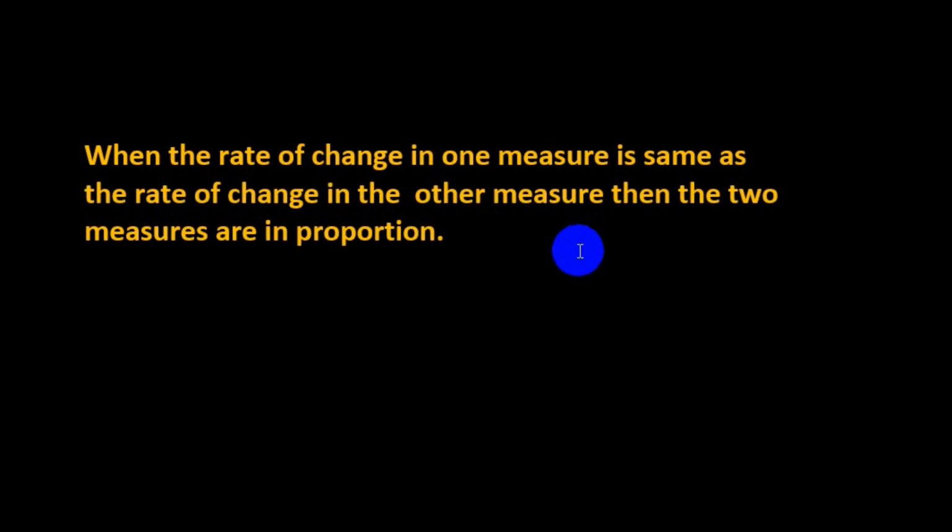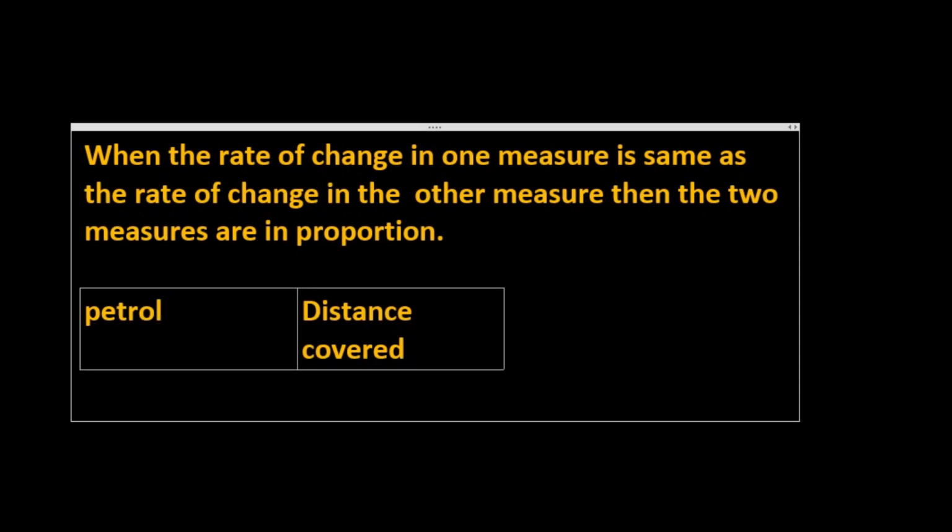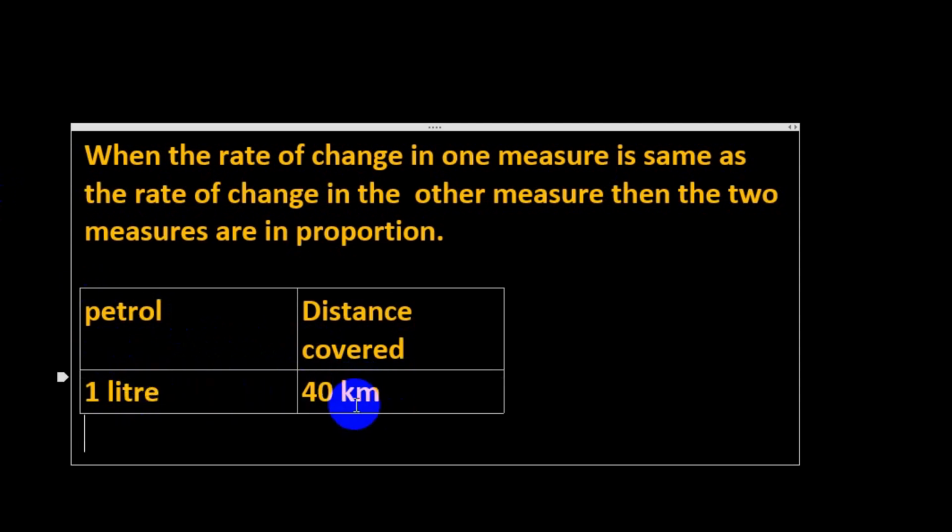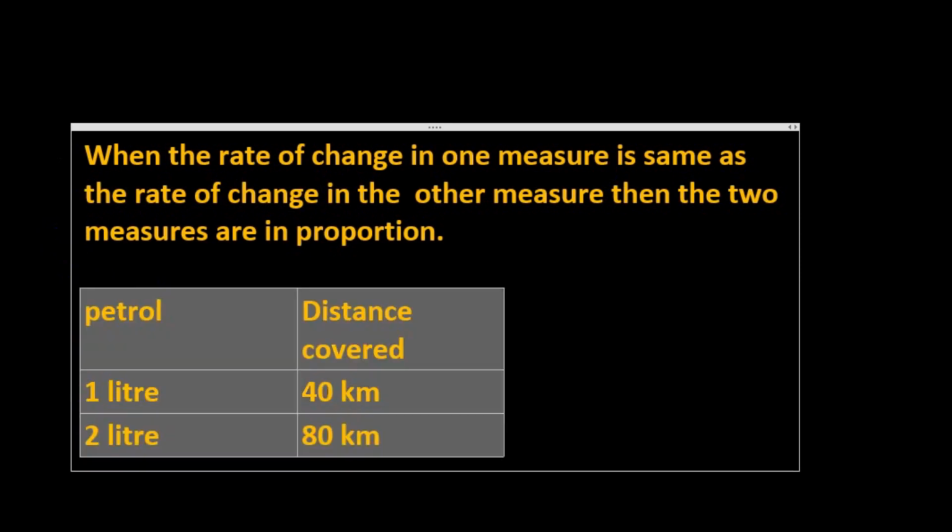There are many examples of this kind that we can see in our daily life. For example, see the case of a bike and the petrol used in it. If a bike can cover 40 kilometers with 1 liter of petrol, see this chart: if we use 1 liter, it can cover 40 kilometers. Instead of 1 liter, if we use 2 liters, how many kilometers can be covered? When 1 liter changed into 2 liters, the 40 kilometers changed to 80 kilometers.